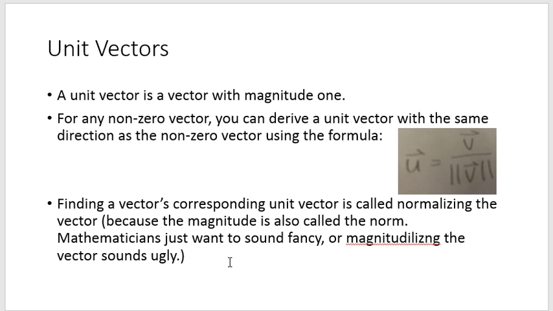Finding a vector's corresponding unit vector is called normalizing the vector. Maybe because the magnitude is also called the norm, and this could be because mathematicians wanted to sound fancy, or it's because magnitudalizing just sounds ugly.